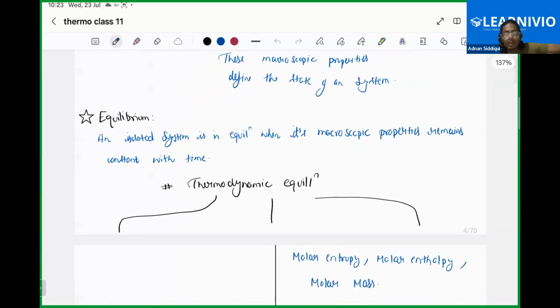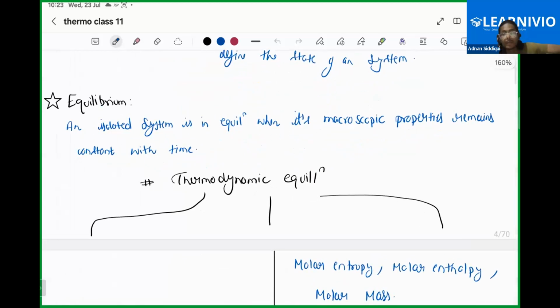So now we are at equilibrium. What is equilibrium? An isolated system is in equilibrium when its macroscopic properties remain constant. You say your system has achieved equilibrium when its macroscopic properties are not changing with time. For example, if its temperature, pressure, or volume have remained constant for a period of time, you will call it equilibrium, because from now on the macroscopic properties are not changing.